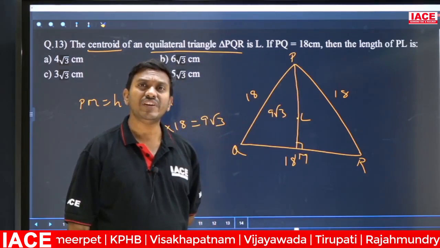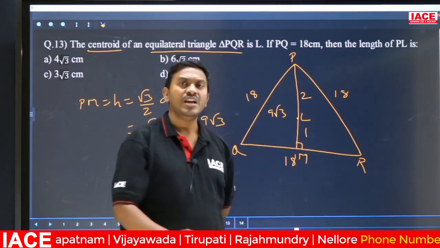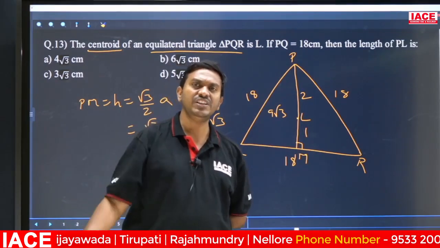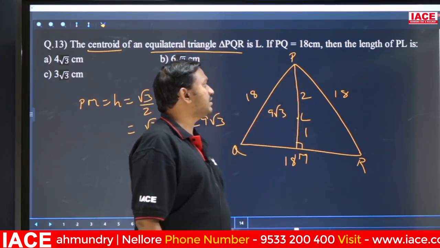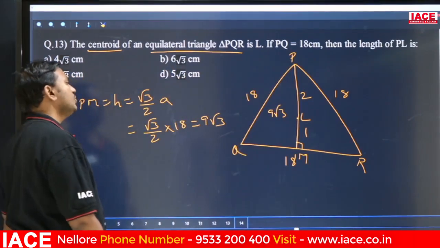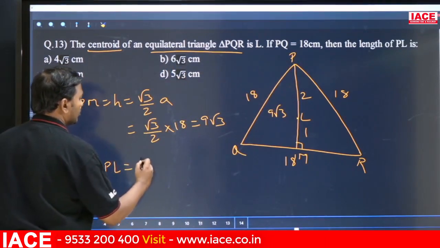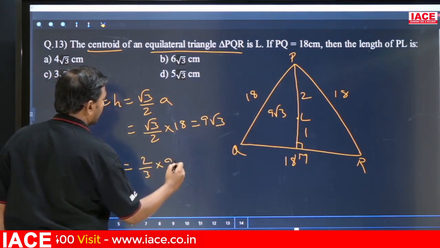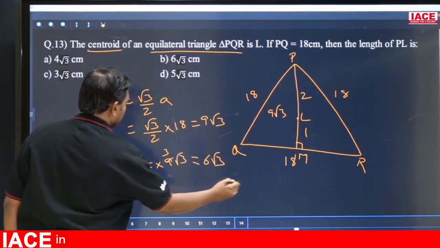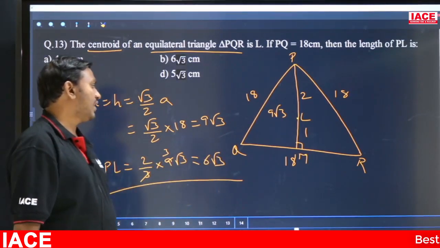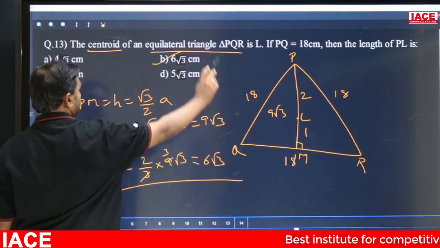How does the centroid divide the median? It divides it in the ratio of 2:1. Why? Because in an equilateral triangle, median, height, everything is the same. So PL equals 2 by 3 of 9 root 3, that is 6 root 3. So the value of PL is 6 root 3. So 6 root 3 is the right answer.